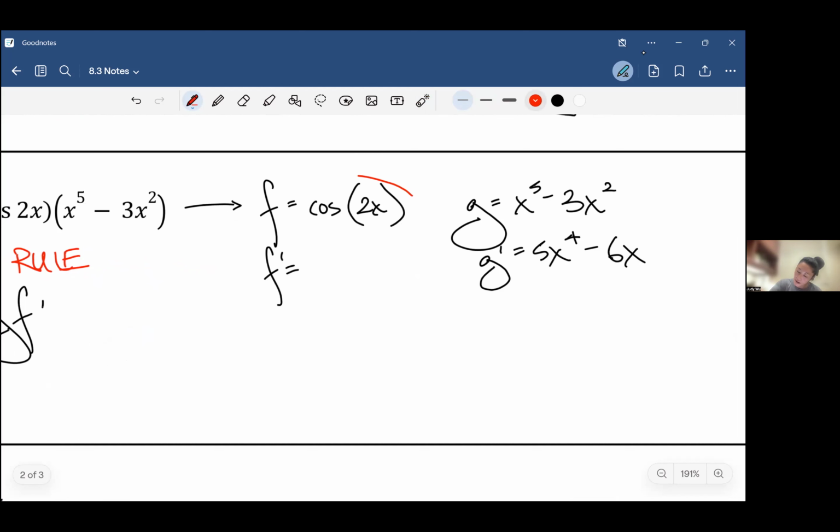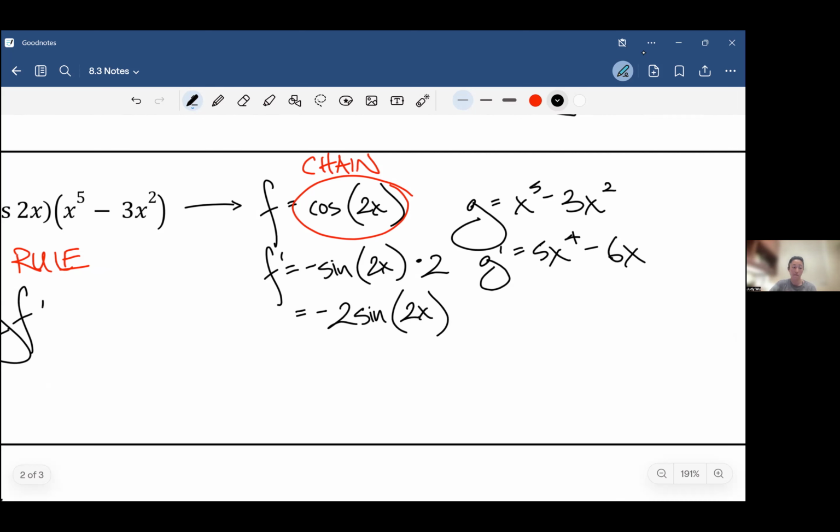Okay. But to find our f prime here, notice it's not just cosine of x, it's cosine of 2x. This means I got to use chain rule. Okay. So derivative of cosine is negative sine of 2x times the derivative of 2x, which is 2. And this is something I am going to ask us to simplify. We're going to bring the 2 to the front, negative 2 sine of 2x. Okay. But beyond that, we're going to plug everything into our product rule and we're going to leave it.